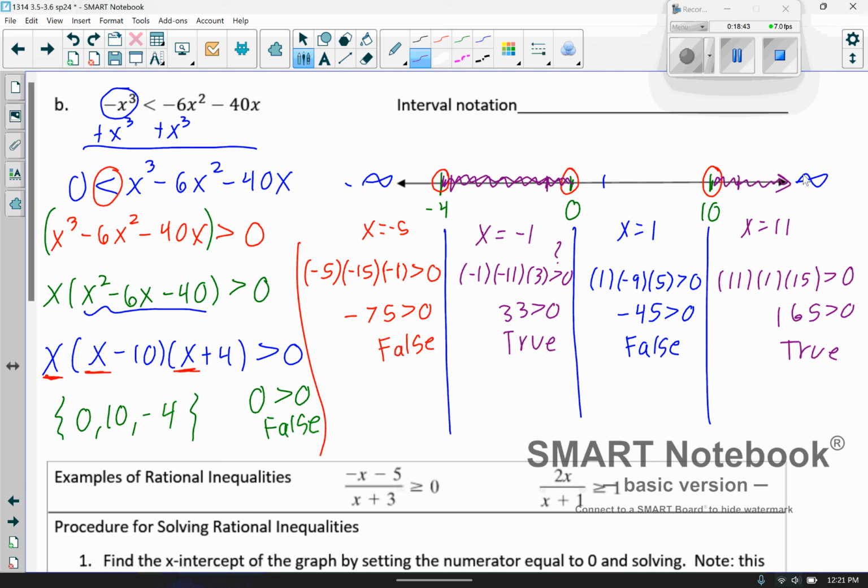Then when we write our interval notation, we want to go from left to right. So it's going to be parentheses -4 to 0, and then union from 10 to infinity right there. Okay, so that's our higher order polynomials with the inequalities. The last part we need to look at is going to be the rational inequalities, and we'll start a new video for that.